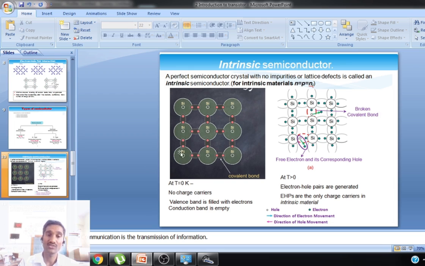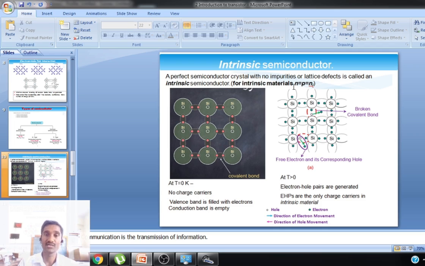That means all the atoms are uniformly of the same material, that is, silicon to silicon. If this is a crystal of germanium, all the atoms are germanium. There is no other type of atom. So these are all silicons. This type of semiconductor is nothing but the intrinsic type of semiconductor.